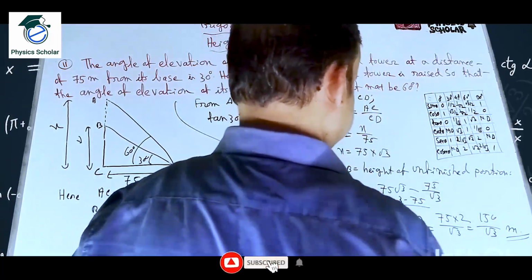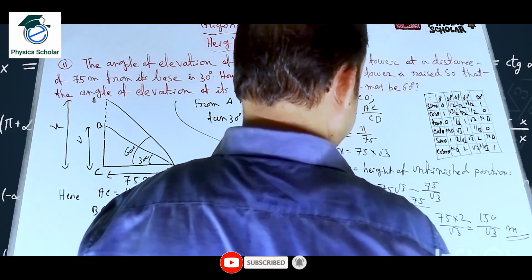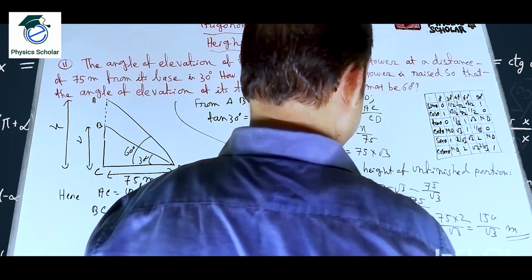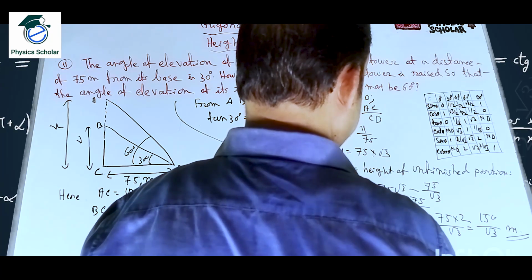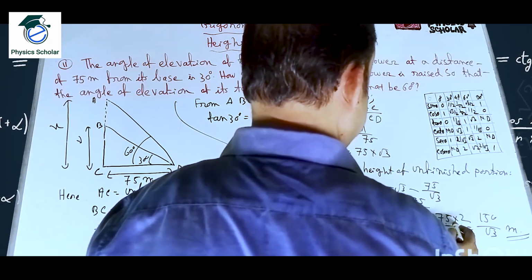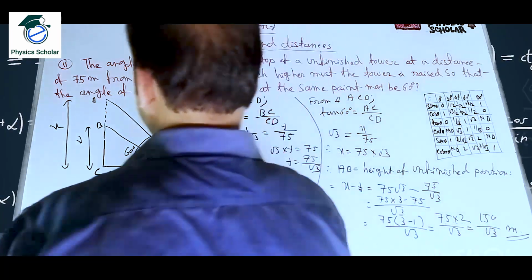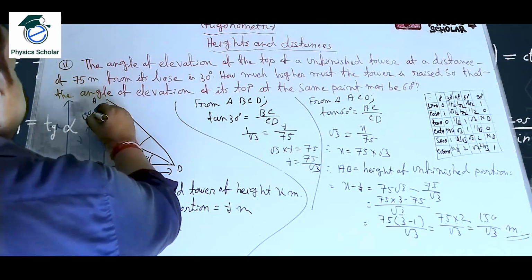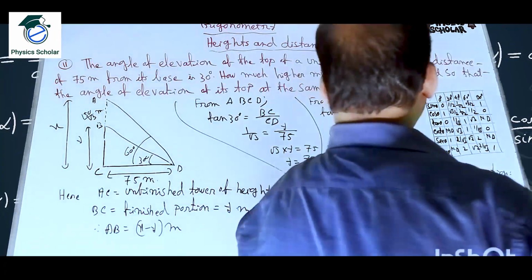Clear? So 75 into 3 minus 75. Okay. So 75 common. That means 75 into 2 minus 1 divided by root 3. So 75 into 2 by root 3. So that means 150 by root 3 meter. So this height will be 150 by root 3 meter. Clear? So students, hope you have understood this.